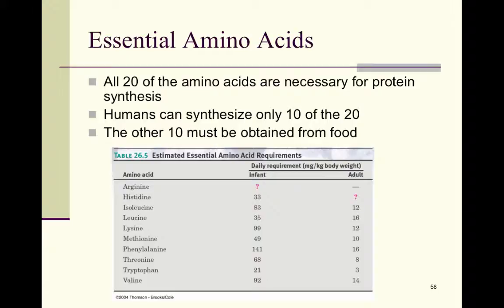Essential amino acids. All 20 of the amino acids are necessary for protein synthesis. Humans can synthesize only 10 of the 20. The other 10 must be obtained from food.